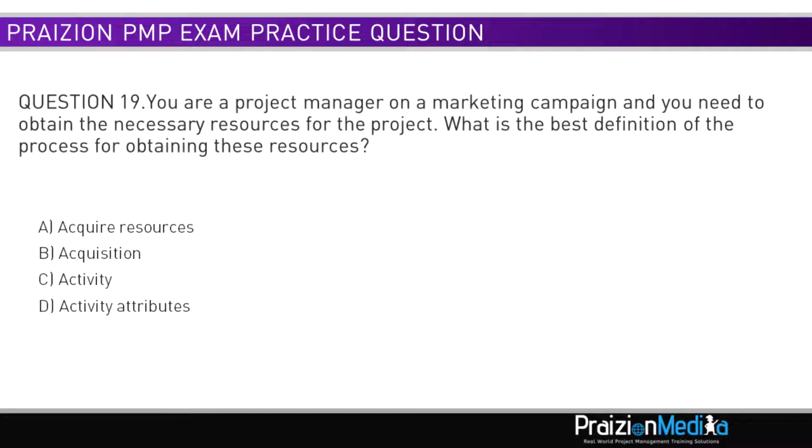Question 19. You are a project manager on a marketing campaign and you need to obtain the necessary resources for the project. What is the best definition of the process for obtaining these resources? A. Acquire resources. B. Acquisition. C. Activity. D. Activity attributes.